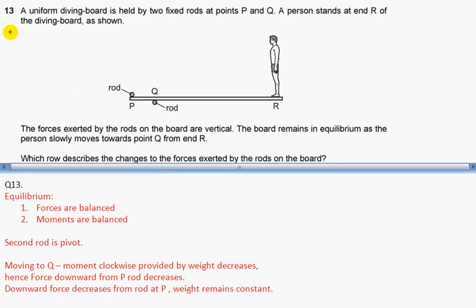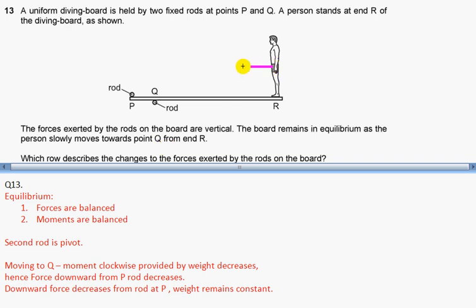A uniform diving board is held by two fixed rods at points P and Q. A person stands at end R of the diving board as shown. The forces exerted by the rods on the board are vertical. The board remains in equilibrium. That's important, equilibrium. As the person slowly moves toward point Q.